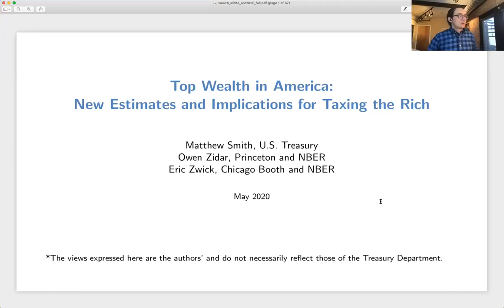Wealth in America: new estimates and implications for taxing the rich, joint with Matt Smith-Fishery and Owen Zadar at Princeton. We circulated an earlier version of this paper last summer, collected a bunch of feedback in the fall, and finished a significant rewrite just a few months ago. I'm looking forward to getting feedback and hearing folks' impressions on the changes we made, which basically just refine the main messages of the paper that was circulating back in the fall.